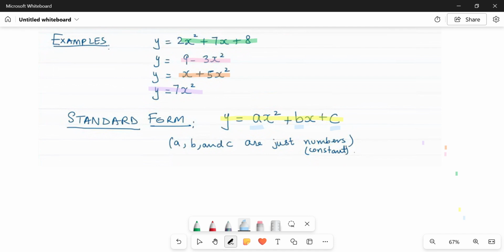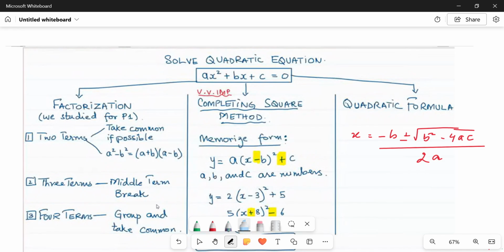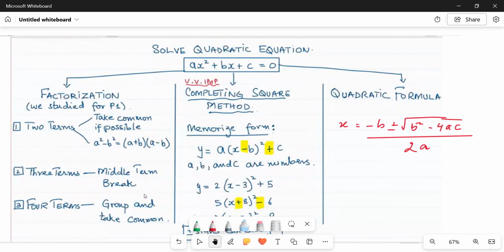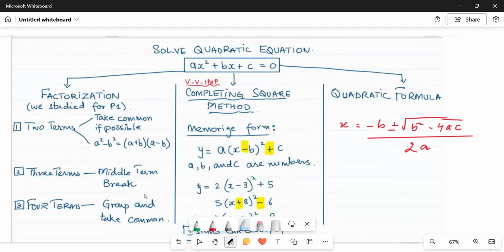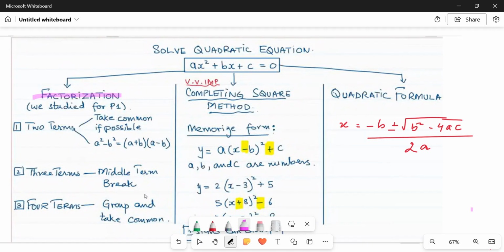Now the second part of this quadratic equation is that it is basically divided into three main parts, right? The first part is factorization. Okay, factorization we studied in paper 1 in your book 2, right? In D2, the first is like in chapter 3 and chapter 4 we have learned. The first part of the factorization is you need to take a common factor if possible.